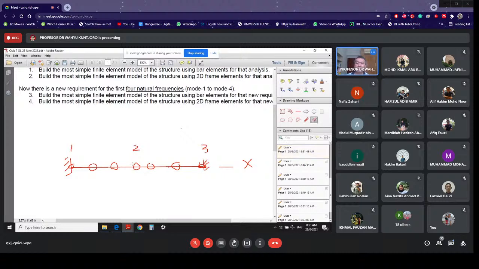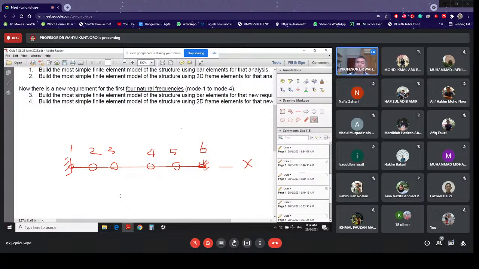And those nodes are as what I have drawn just now. So these are going to be node number 2, sorry, number 3, number 4, 5, and of course, we have node number 6. So we have 6 nodes, but only 4 nodes that are free to move: node 2, node 3, node 4, and node 5.